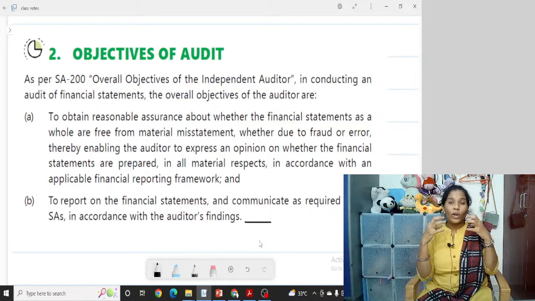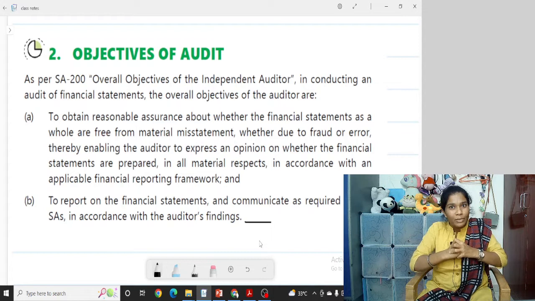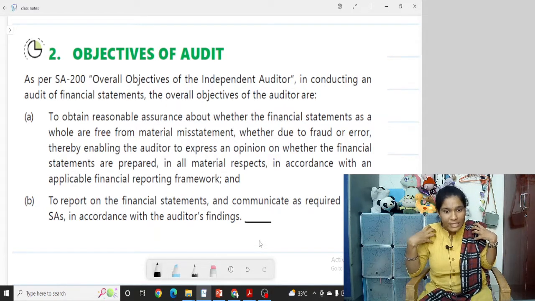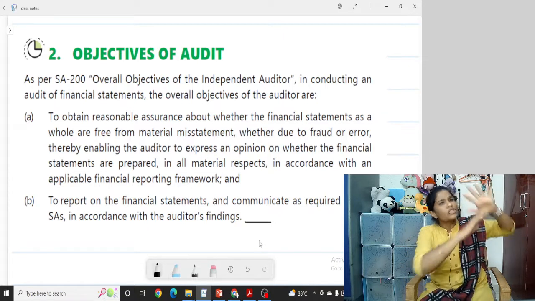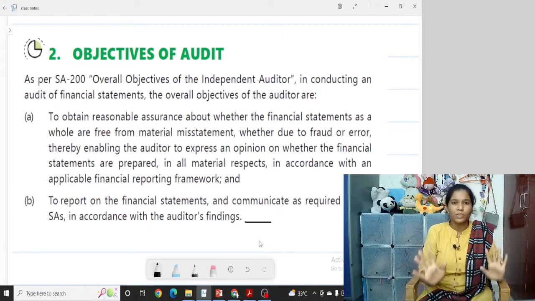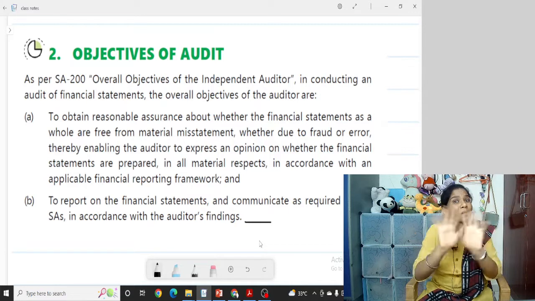So what's the overall objective? The overall objective is to obtain reasonable assurance. Who has to obtain reasonable assurance? The auditor has to obtain reasonable assurance about whether the financial statements as a whole are free from material misstatement, whether due to fraud or error. But the end result should not be materially misstated.